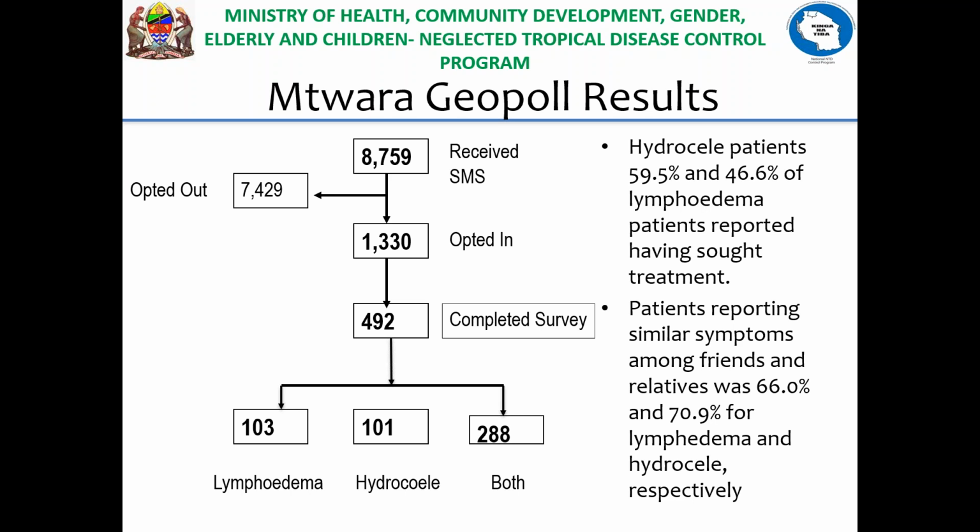There are also some who reported for patients, I mean, their friends or relatives. So it was self-reporting, but you could also say whether you have seen someone nearby, your relative or your friend. That was also recorded, and 66% said that their relatives had lymphedema, while around 70.9% said their family or friends had hydrocele. Next slide.